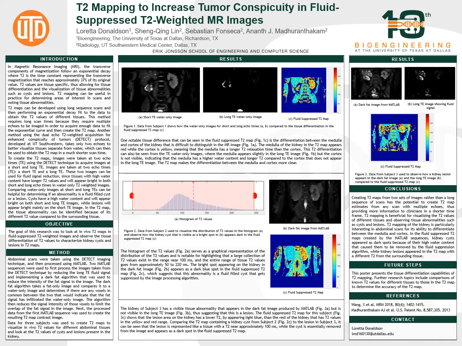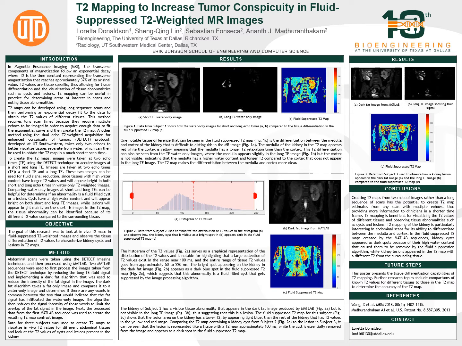The in vivo data that I was working with was abdominal images that had kidney cysts and lesions, and the fluid-suppressed T2 maps show how these types of abnormalities compare to the surrounding tissue. To obtain the T2 maps, first the images were taken using the detect method to get sets of images that could be processed using MATLAB.